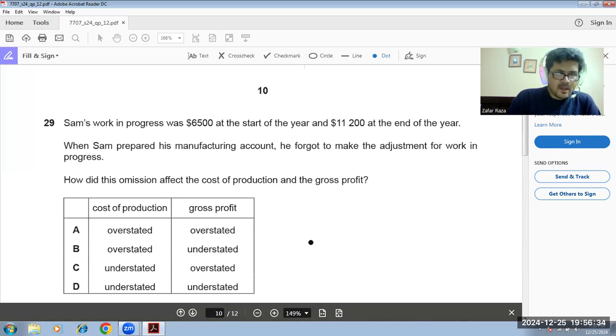So what happens? Cost of production is supposed to be reduced because of the closing inventory of work in progress, but it is not recorded. So cost of production is overstated. And when cost is increased, profit is decreased. So B option should be the answer.